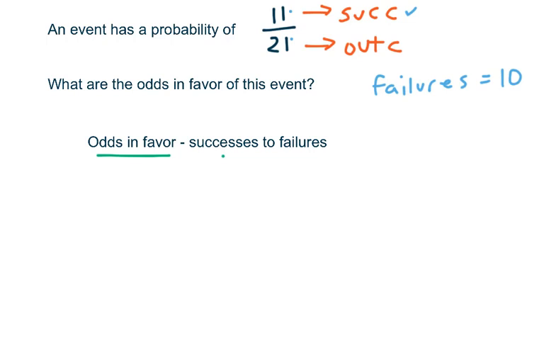So now when I want to write the odds in favor of this event, that's going to be how many successes do I have? That's 11. How many failures do I have? That's 10. I'll use a colon in between those. So the odds in favor of this event are 11 to 10.